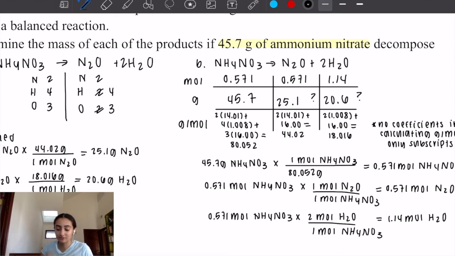And if we check with the law of conservation of mass, it still applies, because if we add the mass of the products, which is 25.1 plus 20.6, we get 45.7, which is our original mass of the reactant. So that does work as a checking mechanism for basic stoichiometry problems, but you cannot just find the mass of N2O and then subtract that from the total to get the mass of H2O. You need to show all your calculations.